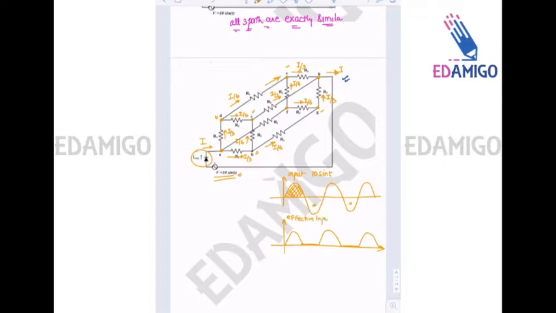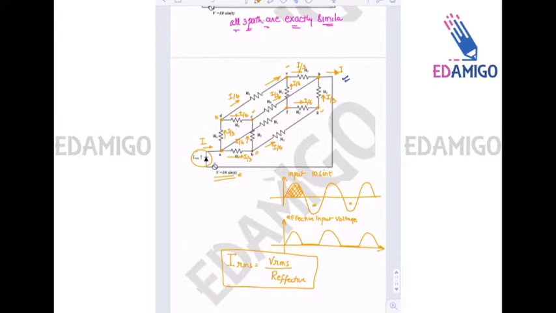Effective input voltage is this, right? Now, what we have to find out is the RMS value of the current. The RMS value of the current is RMS value of the voltage divided by the effective resistance. Now I have to find the effective resistance of the circuit, this whole circuit.